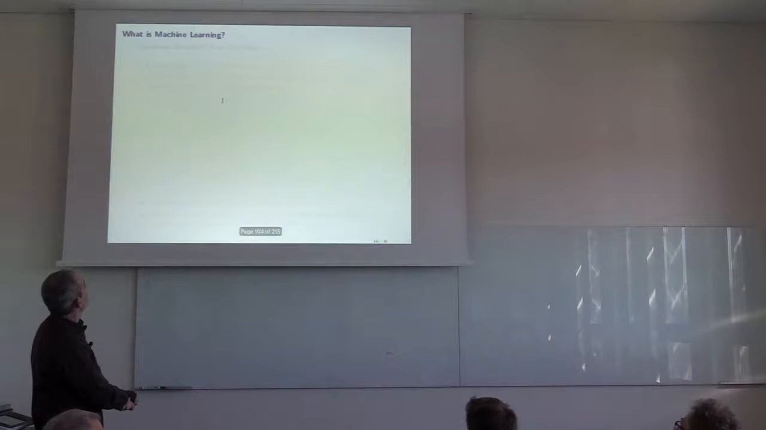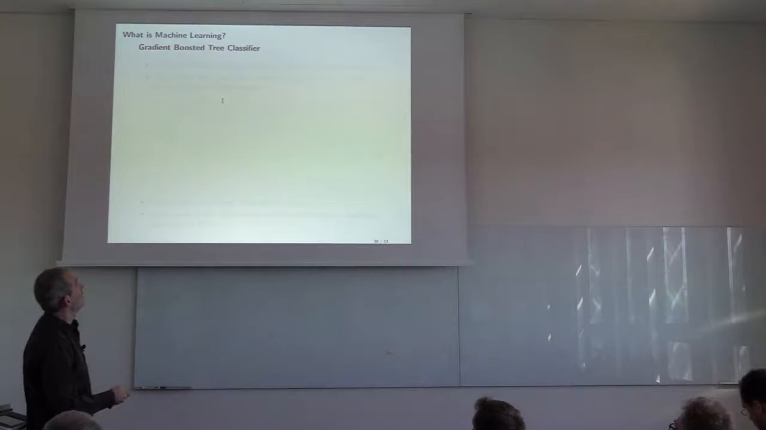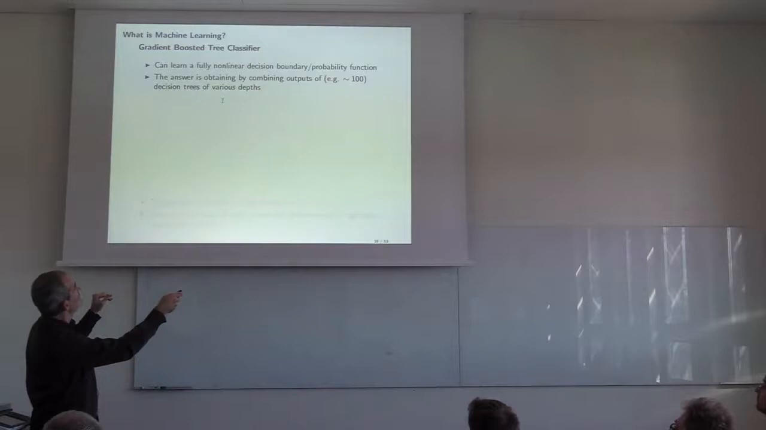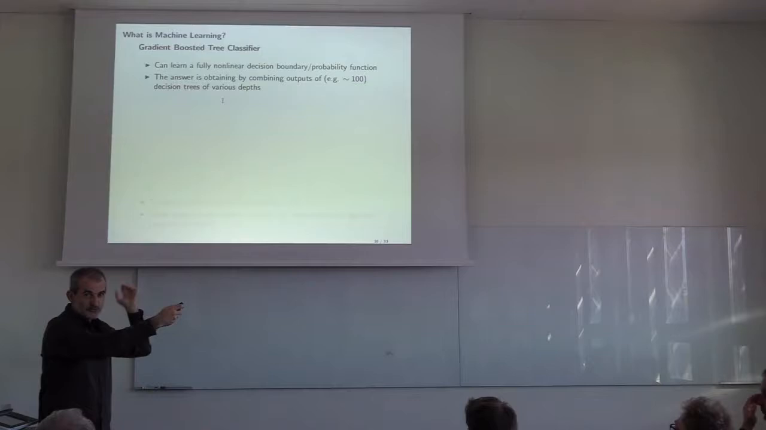Now the second model which I will use in the examples is called a gradient boosted tree classifier. This is more complex. It can really learn a fully nonlinear decision boundary, a probability function. Basically the idea is that it constructs a lot, 100 or 200, decision trees of various depths, and then tries to combine their outputs and give an estimate.